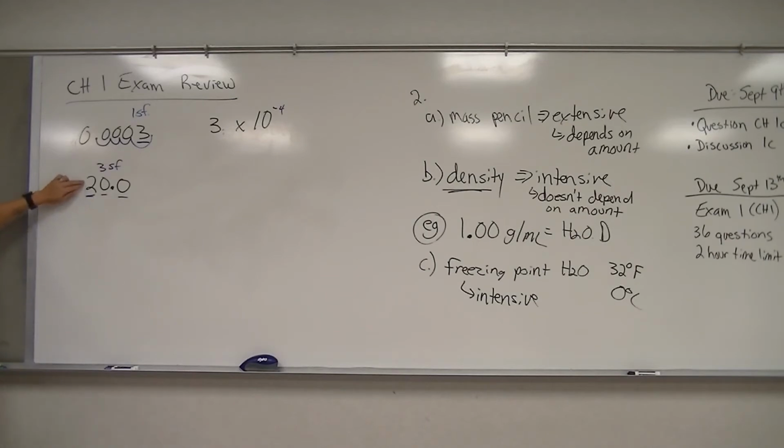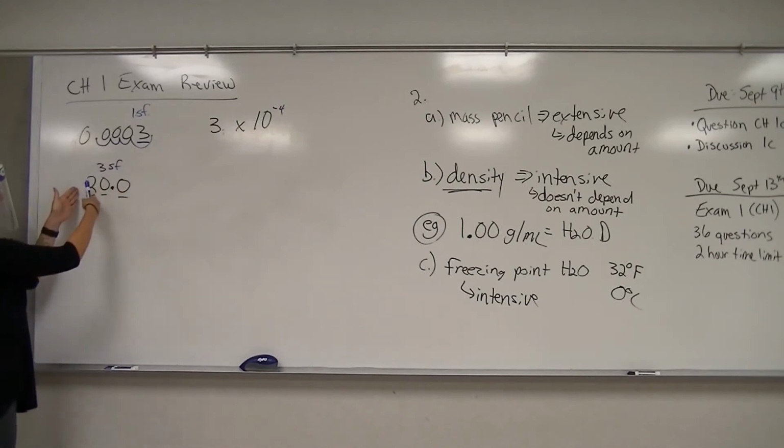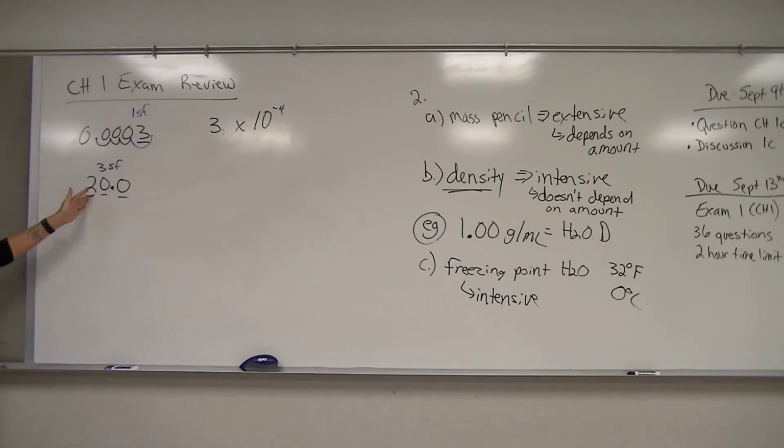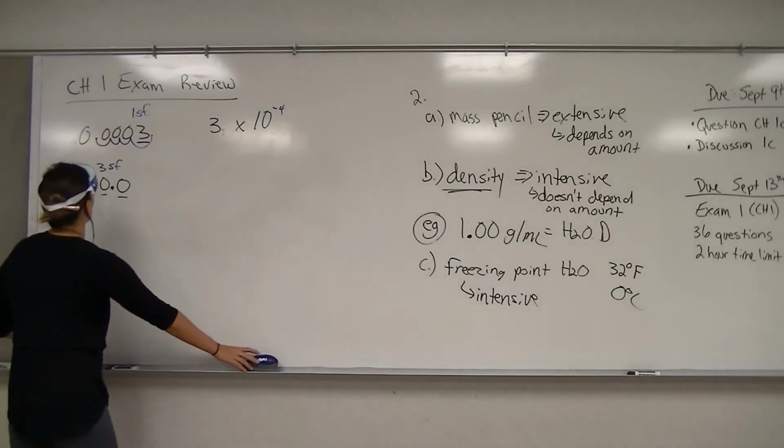So since this 2 counts, that's the first one I'm counting from left to right. That's my first non-zero. Since there's a decimal, any zeros after that 2 will also count. But if it was a comma, you stop. If it's a comma, they don't count. So what if that was like an 8 where that 0 was at and it was a comma? Do I stop counting at that first 0?